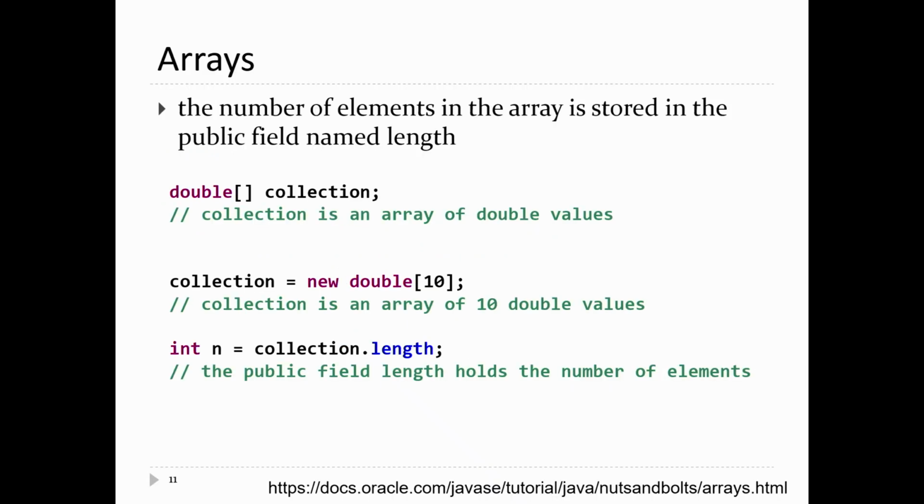Okay, the number of elements in the array. Every array knows how long it is. That's in what's called a field named length. So here, if I have a variable called collection, there's no array yet, I just have a variable. I don't have the array. Here, I now have an array of length 10, so collection now refers to an array of length 10.